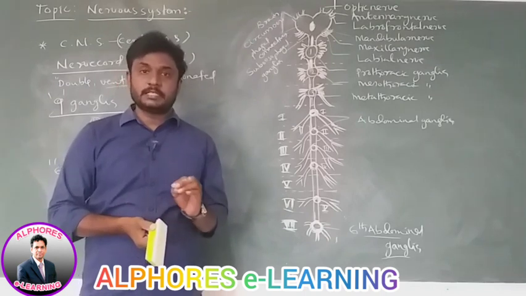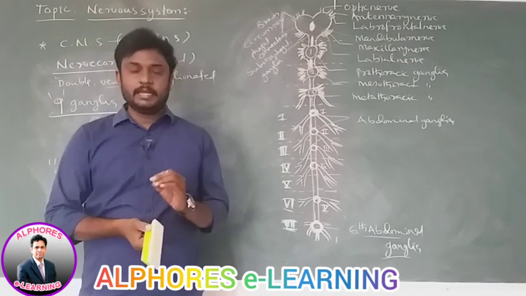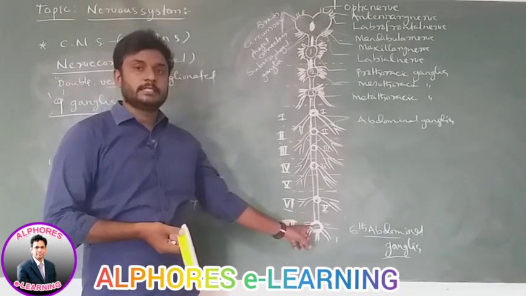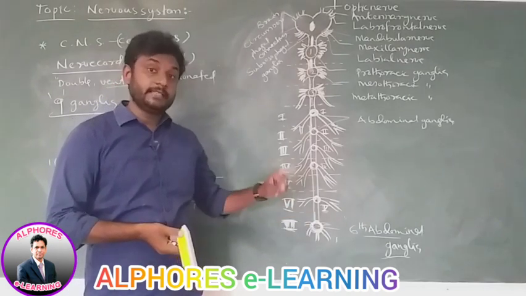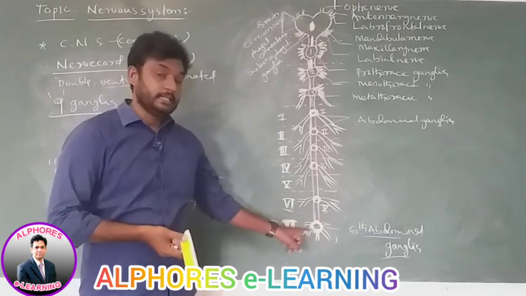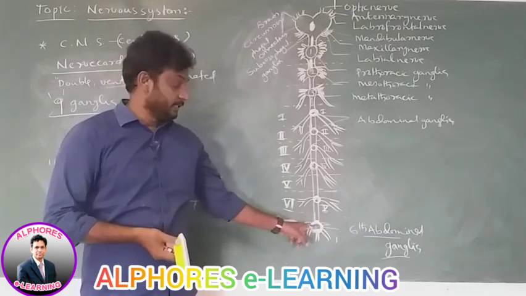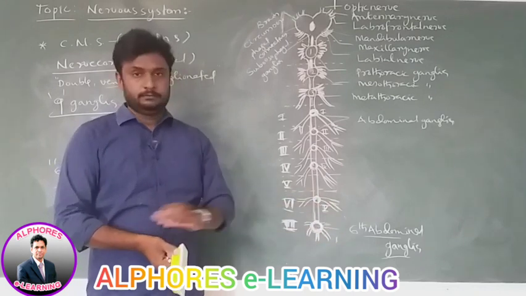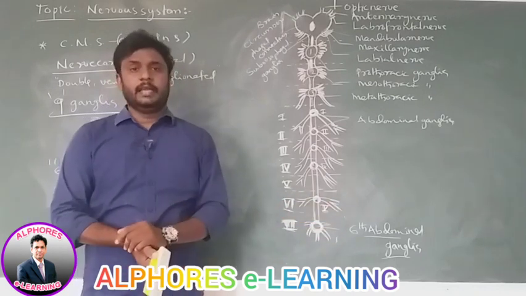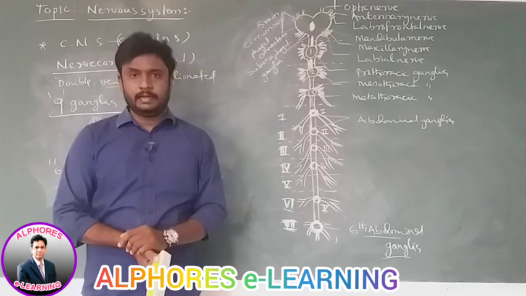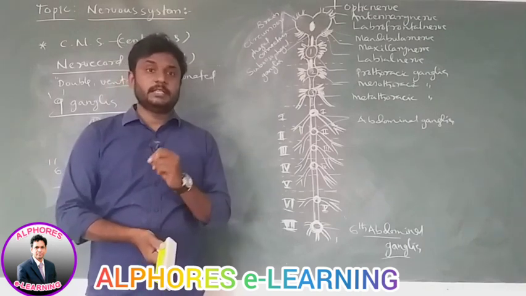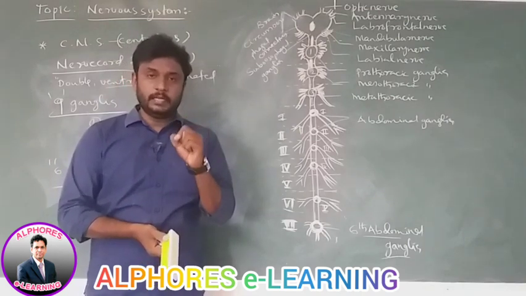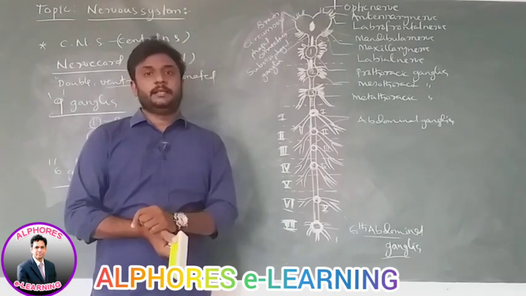Which is the largest ganglia? The largest ganglia is the sixth one. The sixth ganglia is the largest ganglia. Where is it actually present? It is present in the seventh segment. The sixth ganglia present in the seventh segment is the largest ganglia, the sixth abdominal ganglia. So, locations of ganglia, nerve cord. On the nerve cord only, ganglia are present.